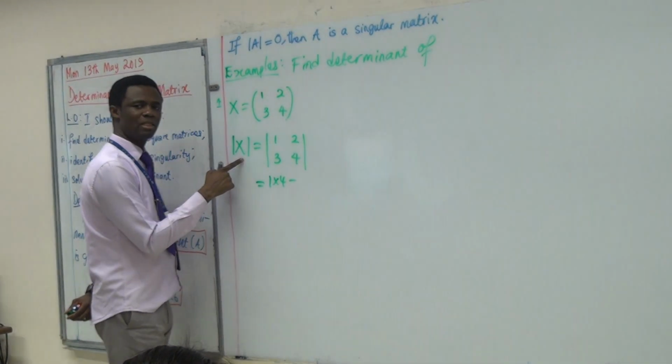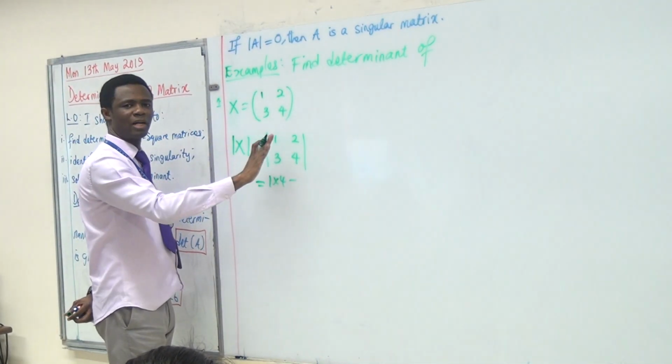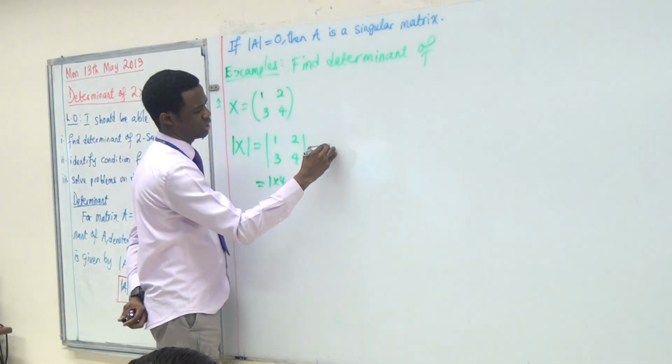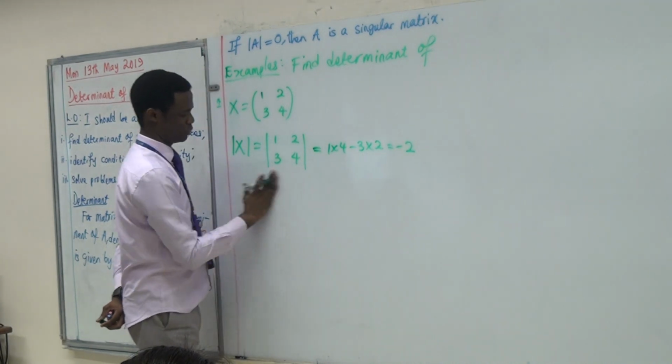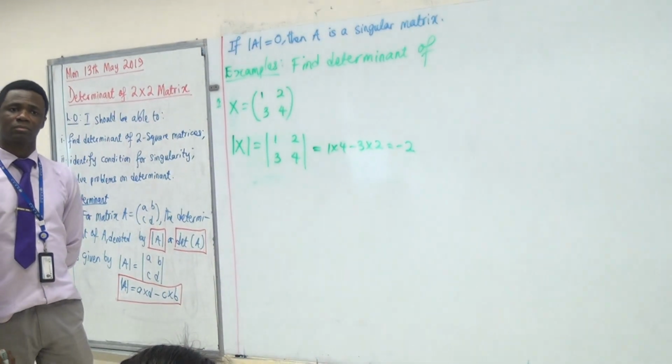So this will be 1 times 4. Can you see what I did? So now I'm finding my determinant. Of course you can write here 1 times 4 minus 3 times 2, and that is -2. Does it make sense?